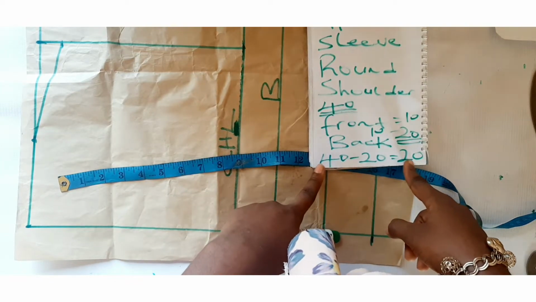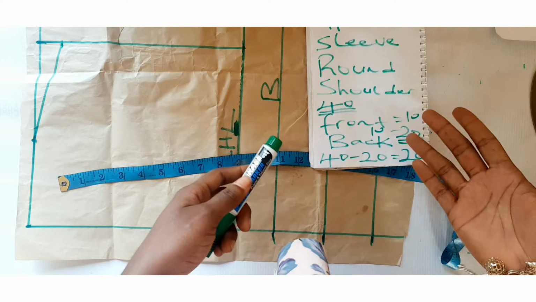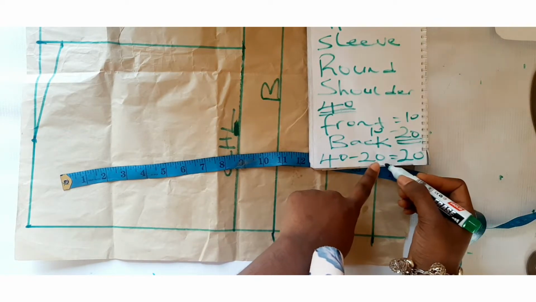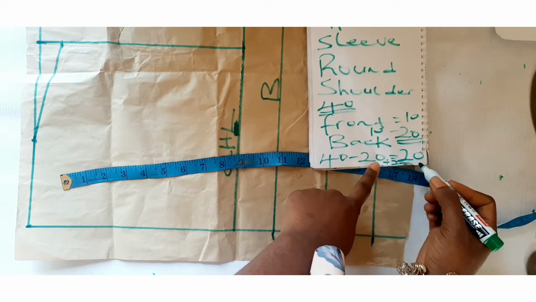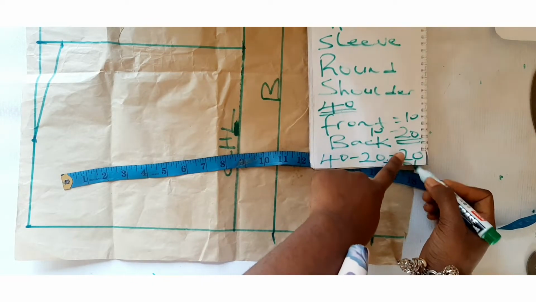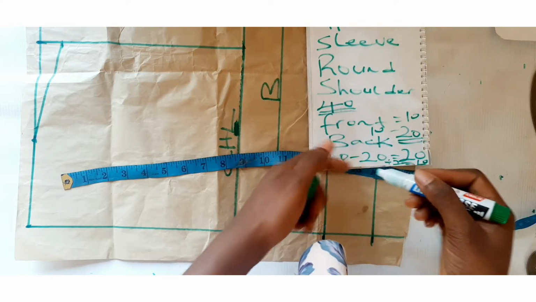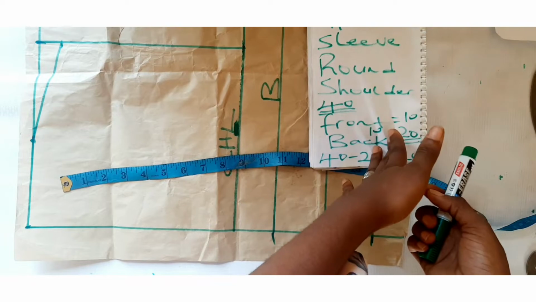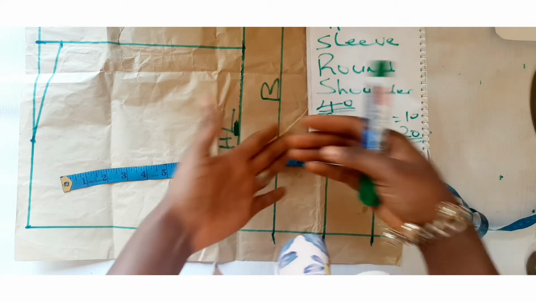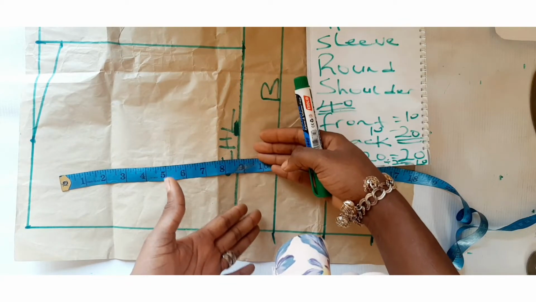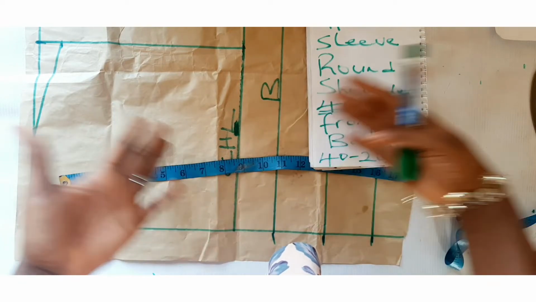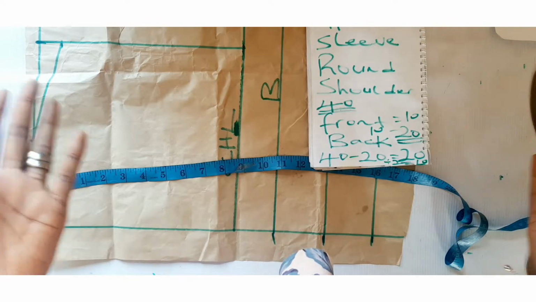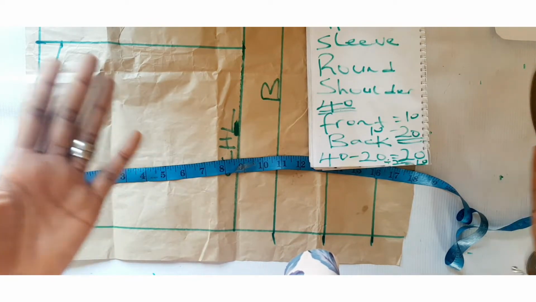And because I'm working with two sleeves, I'm going to divide this 20 by 2, and I'll have 10. So for each sleeve, I'm going to have 10: 10 for this sleeve, 10 for the other sleeve. Because it's going to be on fold, it will be 5. But when you open it up, it becomes 10. That is how to get your off-shoulder sleeve.